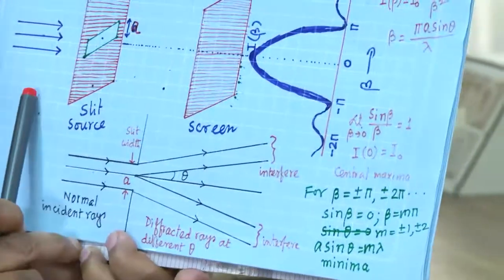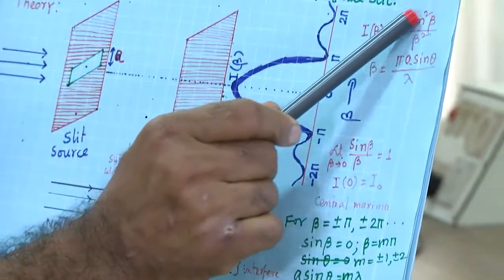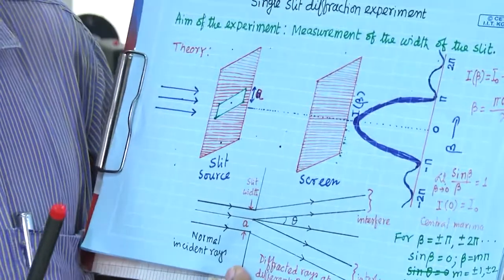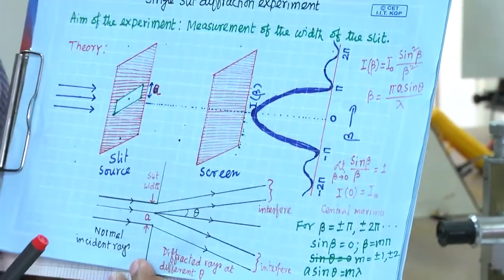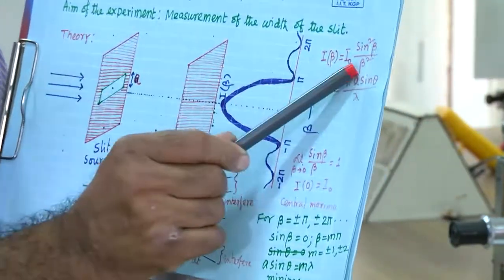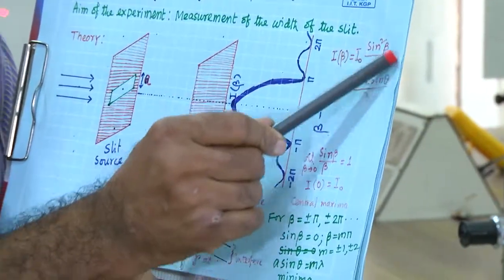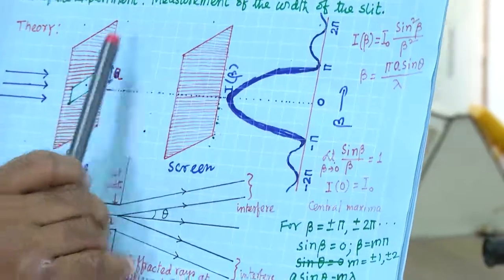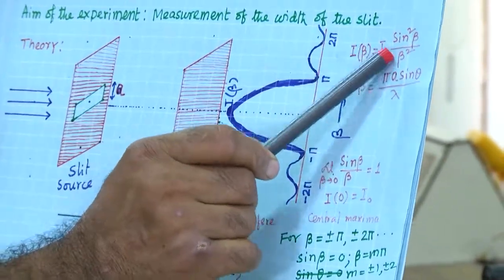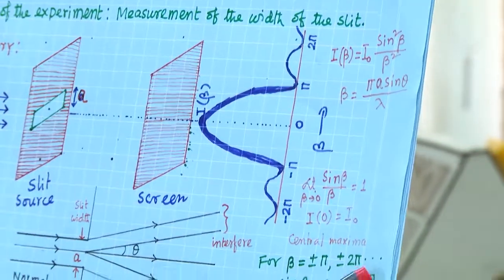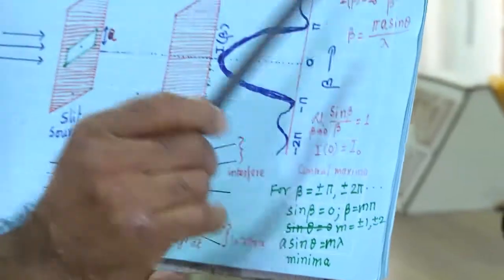Then for beta equal to plus minus pi, plus minus 2 pi, that means beta equal to m pi, what will happen? Sin pi, sin 2 pi, sin 3 pi, etc. are 0, but beta is not equal to 0. So, obviously this factor will be 0. So, I beta will be 0 for beta equal to m pi.